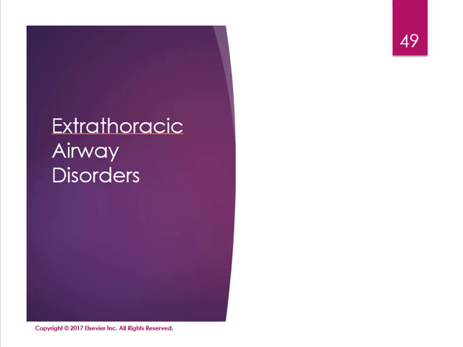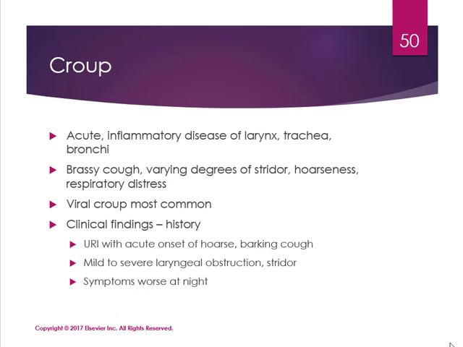Next, we're going to talk about some extrathoracic airway disorders. And the first one that we're going to talk about is croup. And we know that croup is an acute inflammatory disease of the larynx, the trachea, and the bronchi. You have that brassy cough. There can be some stridor, some hoarseness, some respiratory distress. It's often viral in nature.